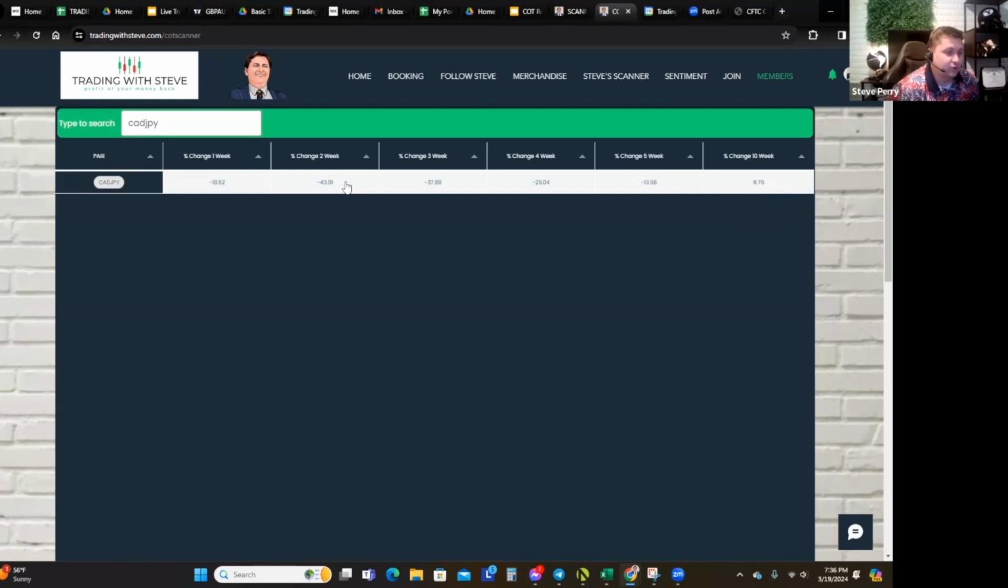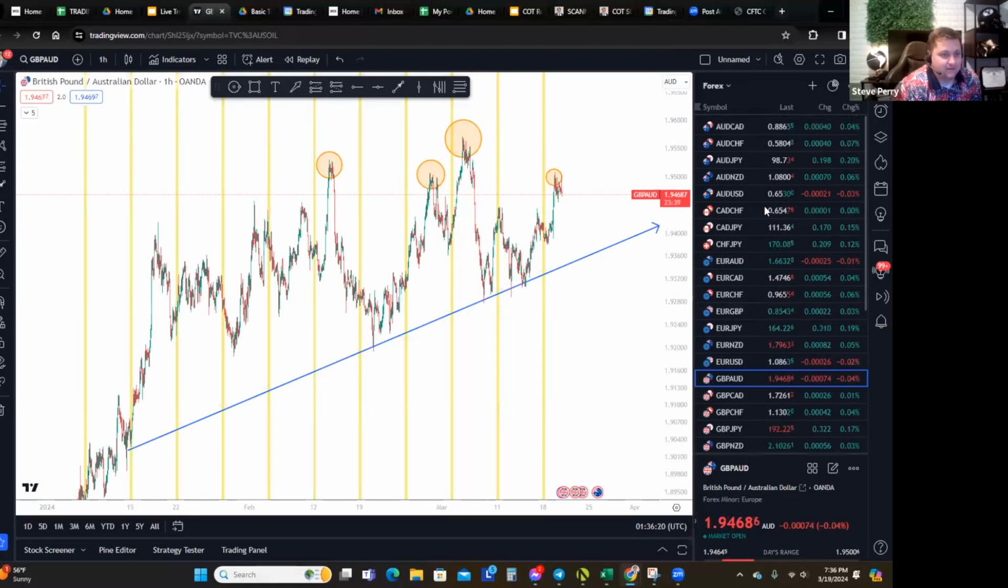And you can see for sure over the last 2 weeks, look at that. The 2 week shift, that's huge. That 2 week shift is one of the biggest 2 week shifts I've ever seen. That's a minus 43% net shift over the last 2 weeks. That's insane. CAD yen, guys.